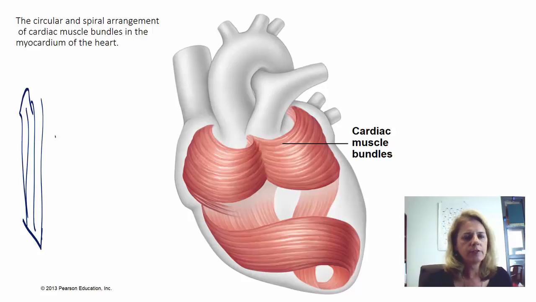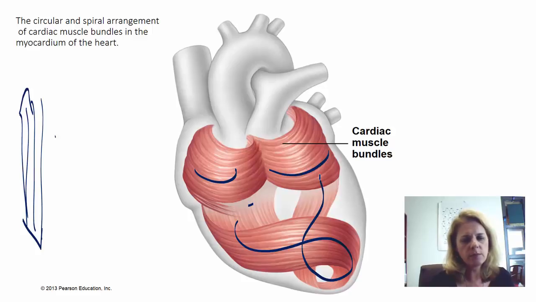Cardiac muscle is a little different. It's arranged in circular bundles and also a spiral arrangement. And so this allows for pumping of the blood. And so instead of this flexion and extension type of thing that you think of with skeletal muscle, cardiac muscle kind of works together to pump the blood.